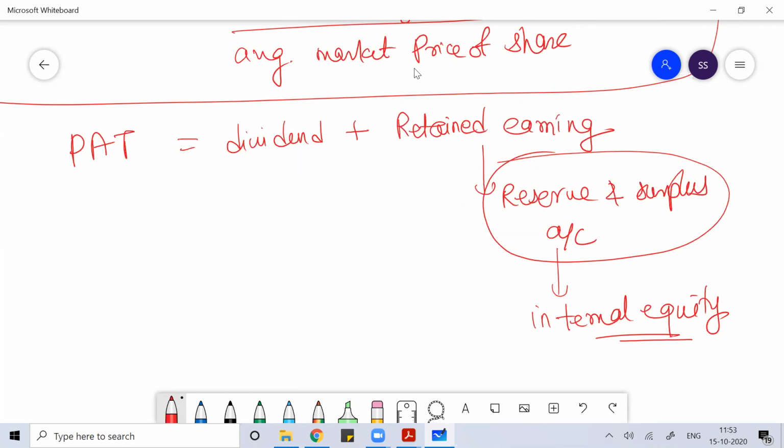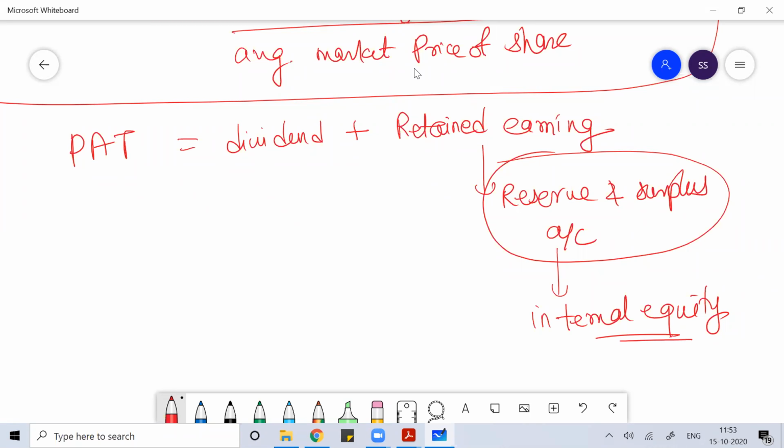If the company needs money, they have enough reserve and surplus, so they can use the reserve and surplus whenever such a contingency situation comes, because the payment of dividend is not a compulsion for the company. So the part of earning that they retain, we call retained earning. This retained earning they put in the reserve and surplus account.